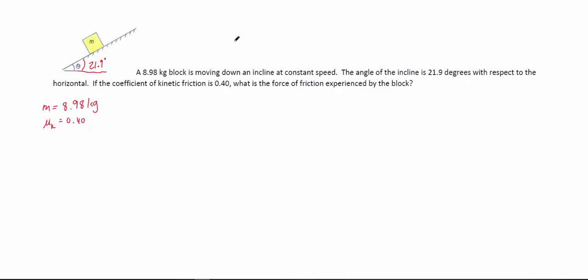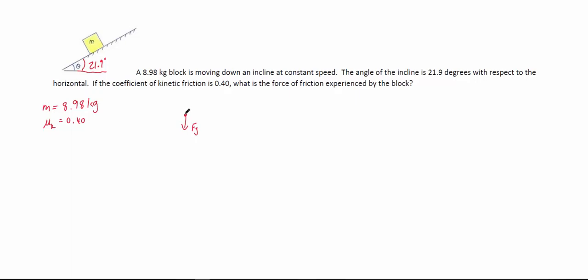So let's start out with a free body diagram and see if we can figure out a few more things. The block has a weight, force of gravity, and that force of gravity always acts straight down. It doesn't matter what the object is sitting on. If it's a slanted plane or on a horizontal surface, force of gravity always pulls straight down.